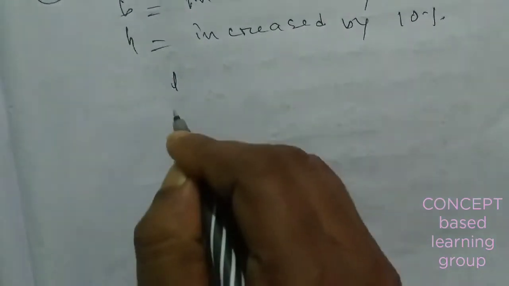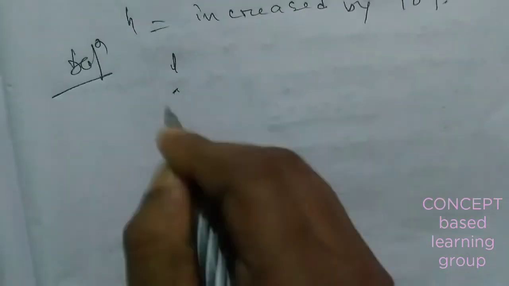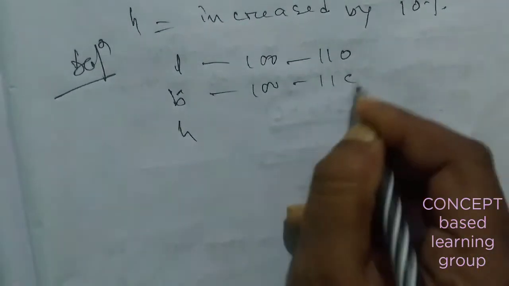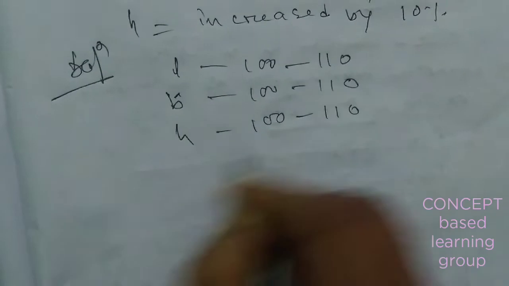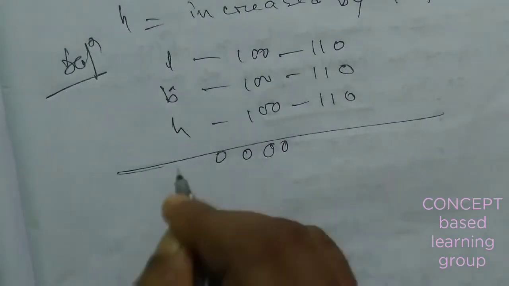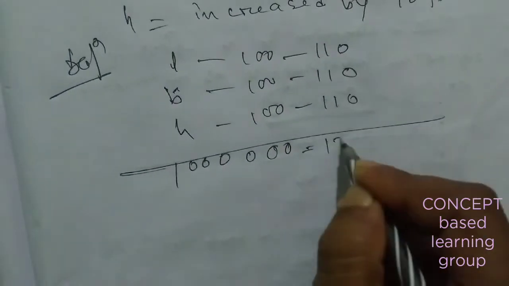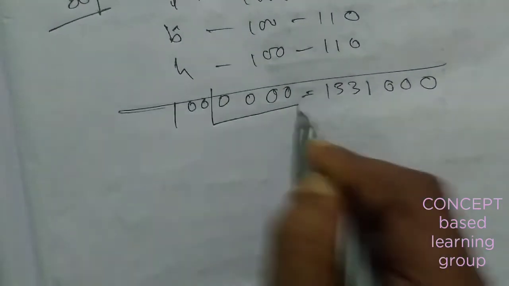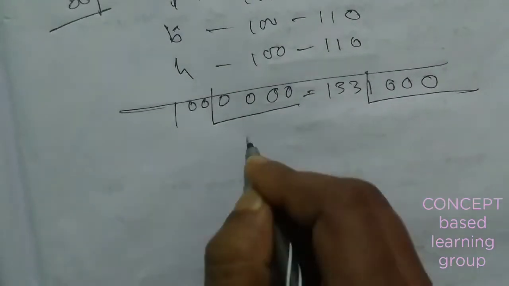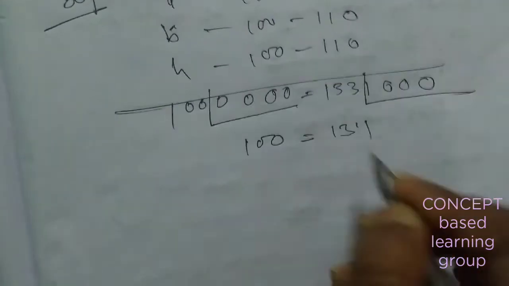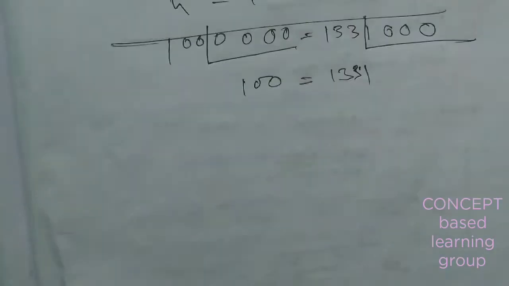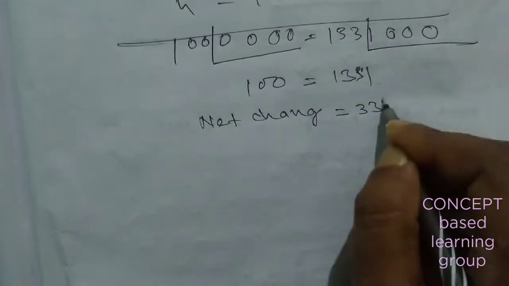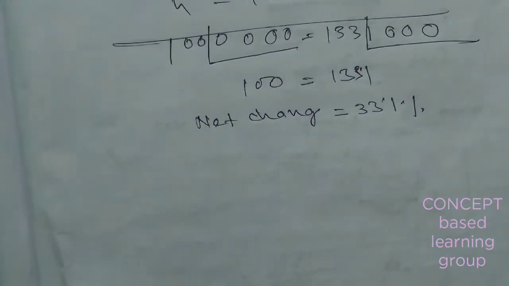So take length, breadth, height. The solution is like that: 100 to 110, 100 to 110, 100 to 110. If you multiply all these, we get 1331. It's all about the 100 case, so we get 100 here and 133.1 here. So what is the net change? Net change upon 100 is 33.1%. Isn't it very simple, friends?